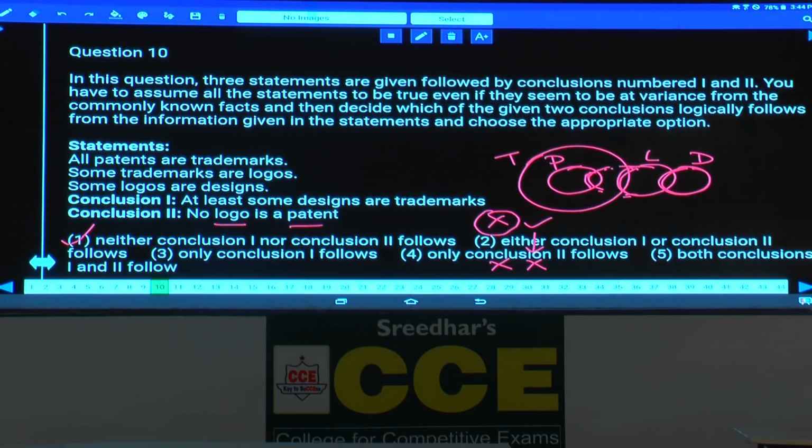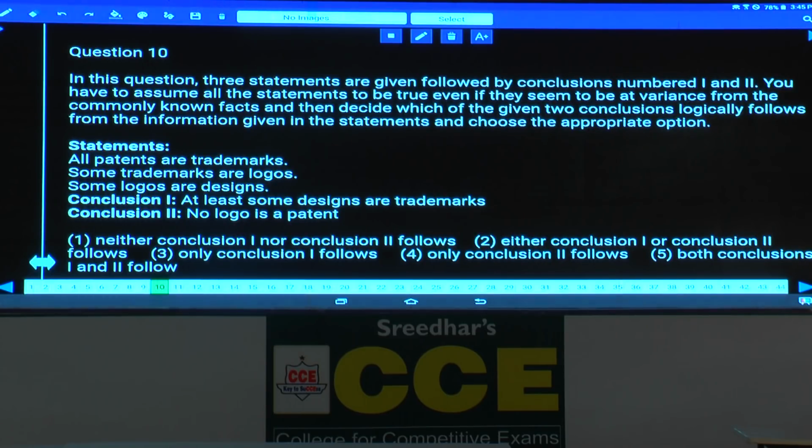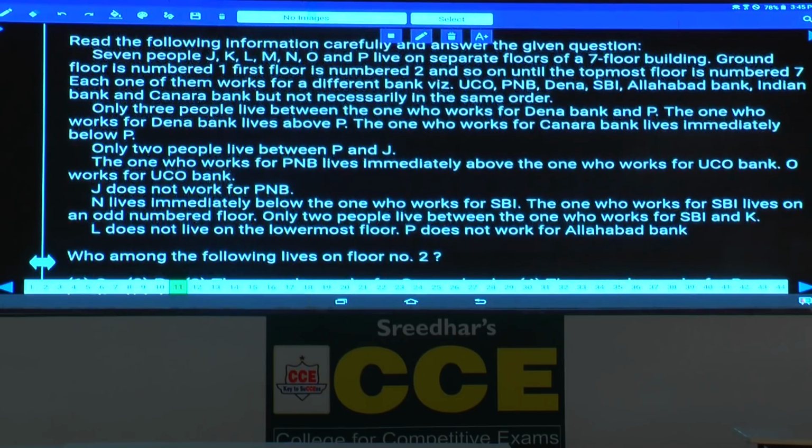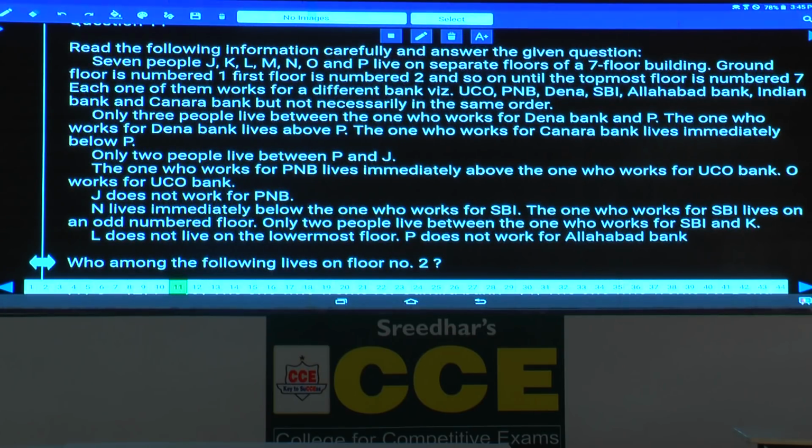Done with this? Now this is about question number 6 to 10, syllogisms. Then 11 to 15. Now in these question numbers 11 to 15, what is information given here? Now it is based on 7 people, J, K, L, M, N, O and P, who live on separate floors of a 7-floor building. Ground floor is numbered 1 and first floor is numbered 2 and so on until the topmost floor is number 7, isn't it?